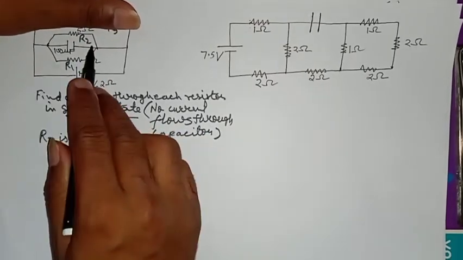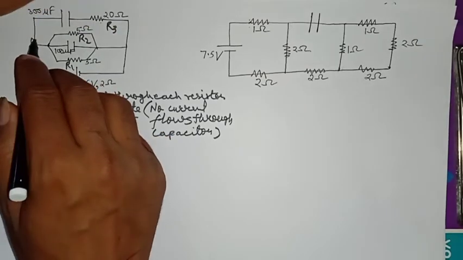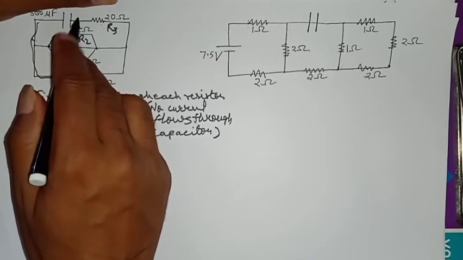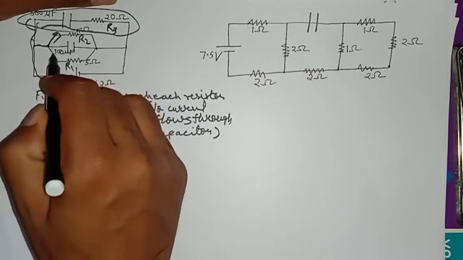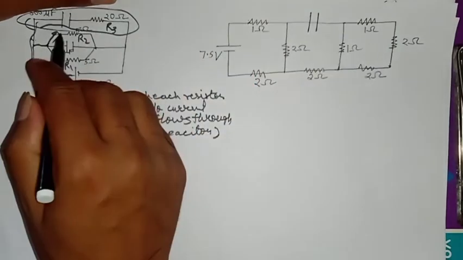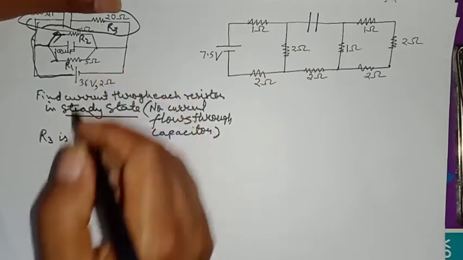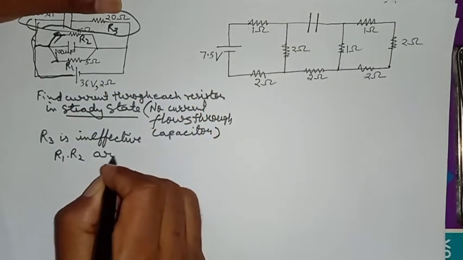Okay, so I'm marking it R1, R2, R3. So this R3 will be cut off from the circuit. So R3 is ineffective. And now we have only this circuit. In fact, this capacitor will also not work, because it is not allowed to let current flow through it. So this part of the circuit is cut off. Here, current can go here and here. Not here, no problem. It can still go through these two resistors. So R1, R2 are in parallel.